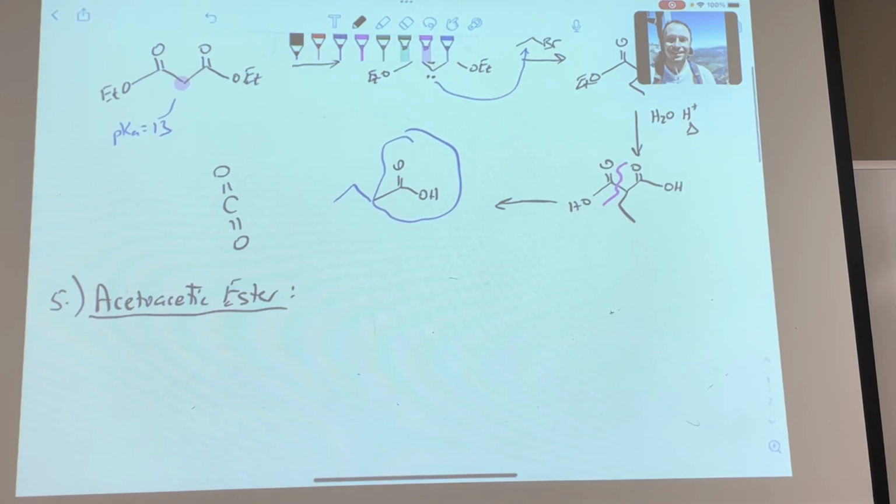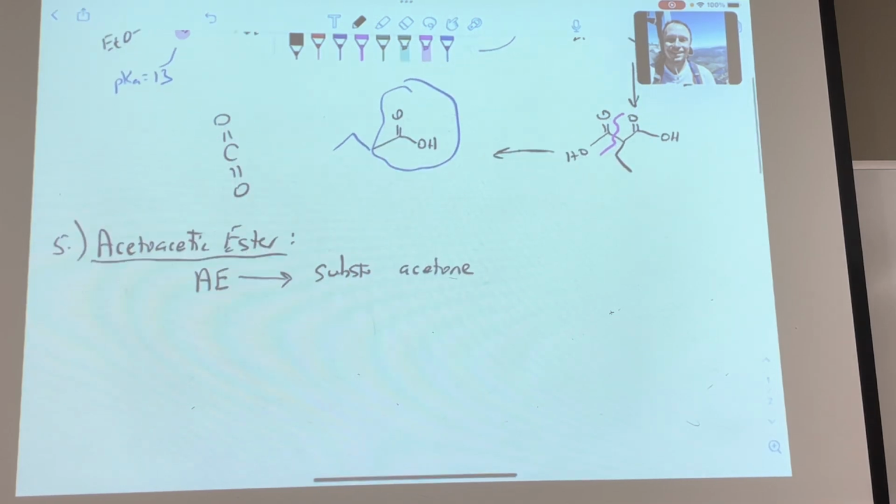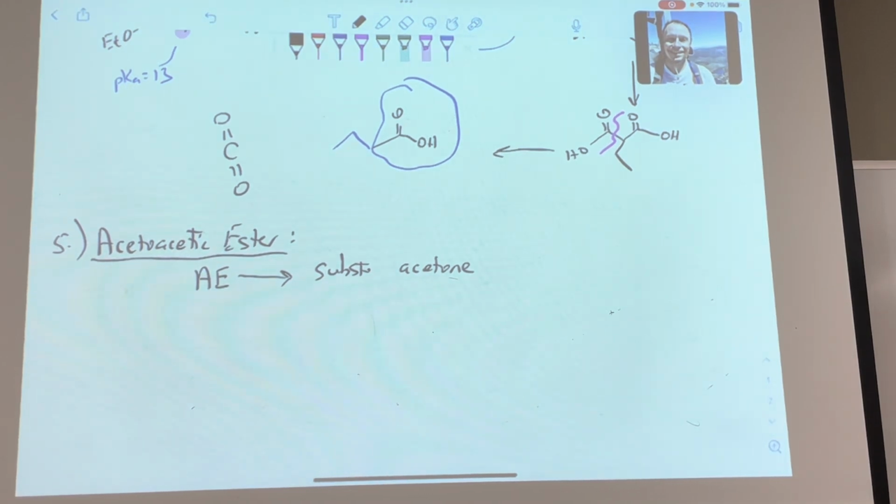And this one, in terms of the functional group analysis, is going to start with acetoacetic ester. I'm just going to abbreviate that as AE. And what you're going to isolate in the end is a substituted acetone. Mechanistically and operationally, it is virtually identical to malonic ester. The only difference is we are starting with a slightly different starting material.